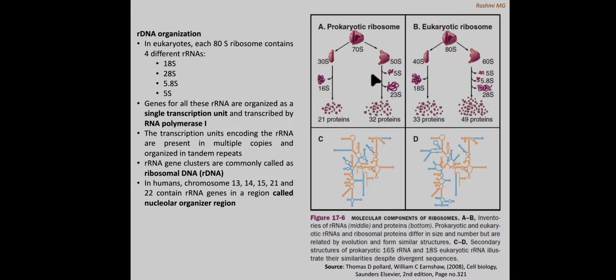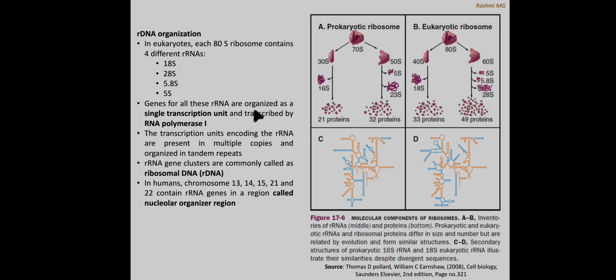The larger subunit of prokaryotic ribosome is 50S and the smaller subunit is 30S. Here the larger one is 60S and the smaller one is 40S. Further, the 30S contains 16S RNA, and here the 40S contains 18S RNA, and it also has 21 proteins. Remember, the first point was RNA. Ribosome is made up of RNA and protein. Here 16S RNA is present and 21 proteins are present. This is the organization of ribosomes.